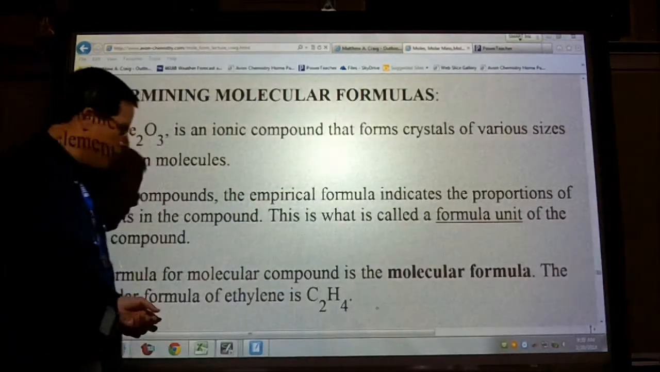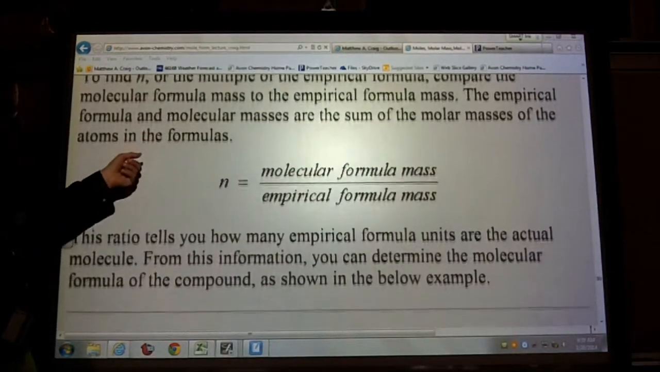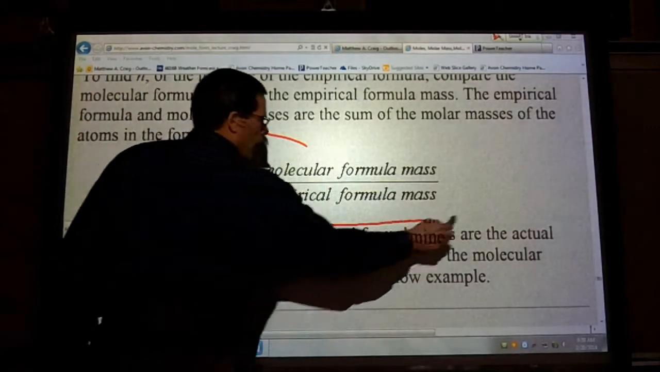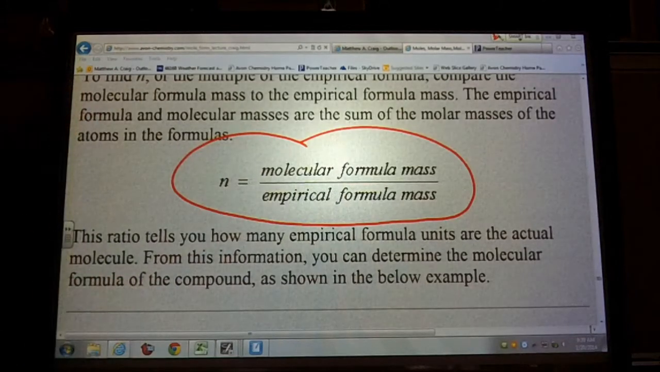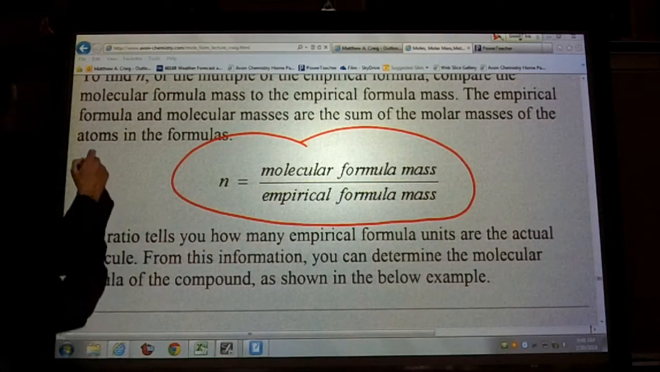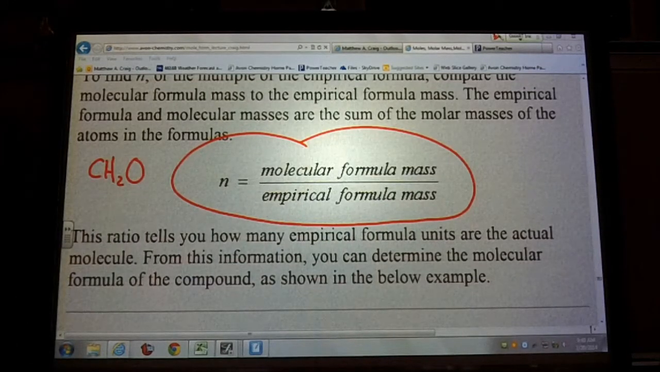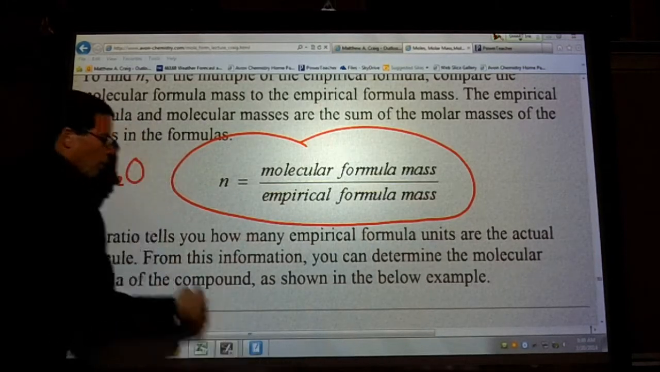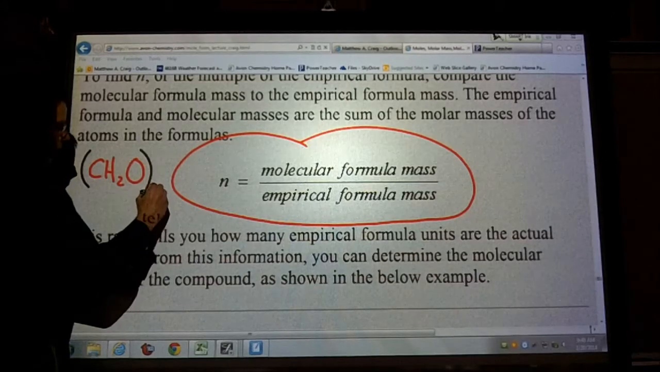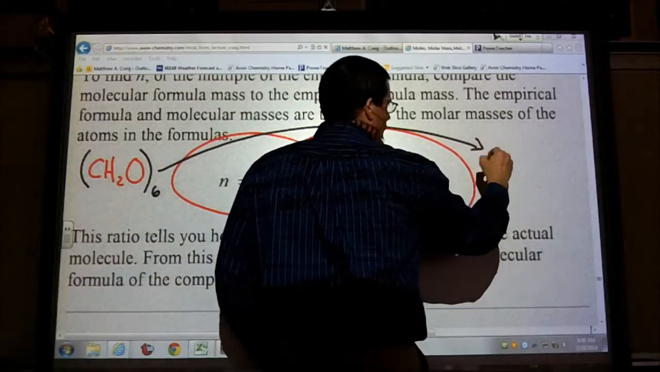And there is an equation that I had on here that looks like this right here, and this is what's called our multiplier. This will make more sense once we start doing some practice problems. Like I had over there, the CH2O, we will find out what our empirical formula is, and then whatever our multiplier is, like in that last case, it was a 6.